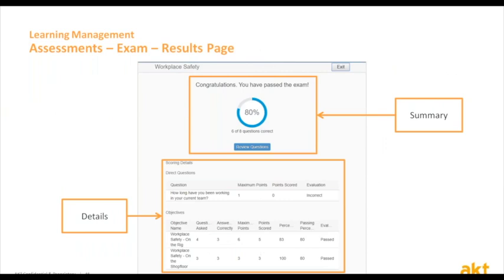And here is how the end of exam summary will look like. So you can see that there is a new, fresh look and feel for the exam, also from the learner perspective. The top part is the summary and the option to review the questions, while the bottom part is the exam details with objective success breakdown.